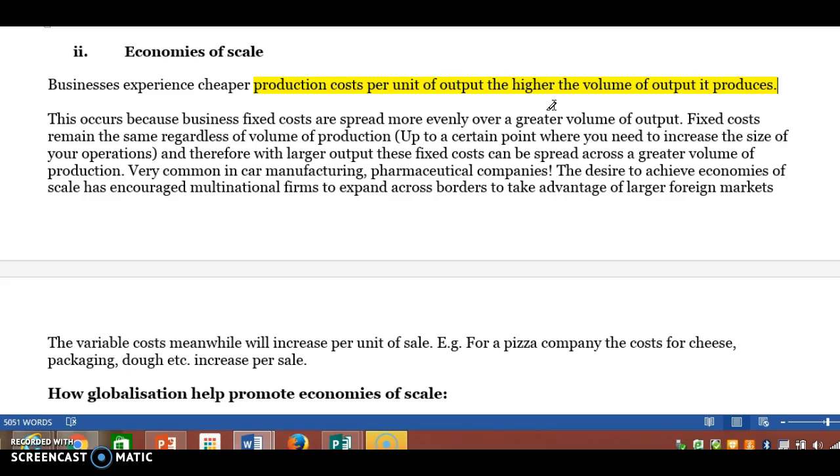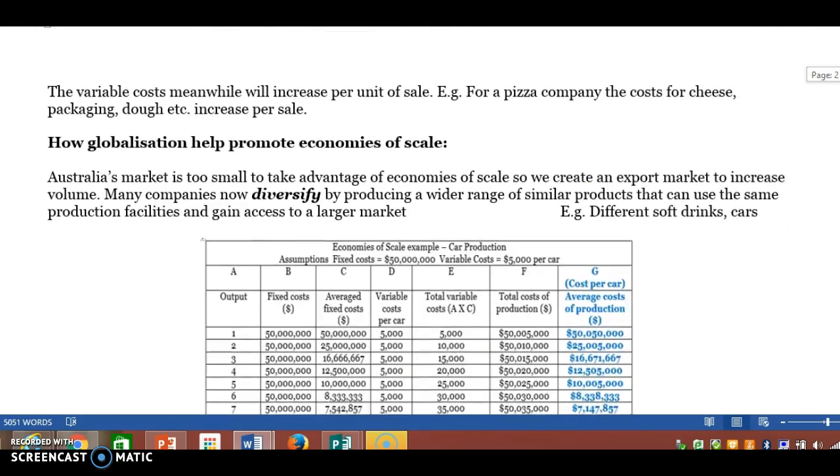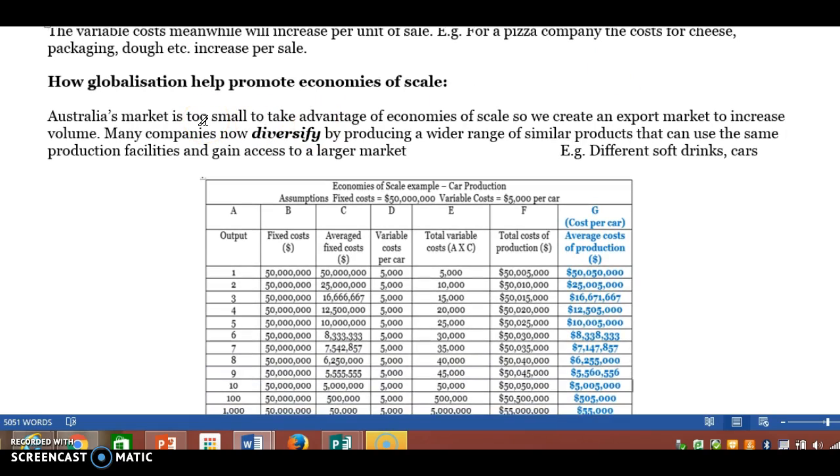So the desire to achieve economies of scale has encouraged multinational firms to expand across borders to take advantage of larger foreign markets. So the idea is that what they're able to do is produce on a much grander scale, and therefore they split their fixed costs over a greater level of output, and therefore it's cheaper to produce per unit of output. While the variable costs will increase, so for example if we're making pizzas, that'd be the cost for the cheese and the packaging and the dough, etc. There's fixed costs, so the fixed costs for the rent of that pizza shop or the manager's salary, all those costs that don't change per unit of pizza would be the same. So businesses that are able to increase the size of their operations are able to split those fixed costs, and that's what globalization allows businesses to do.